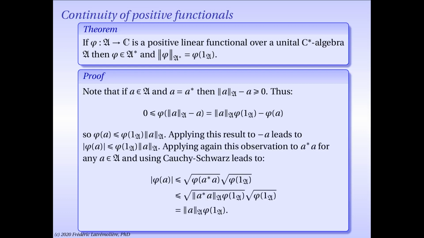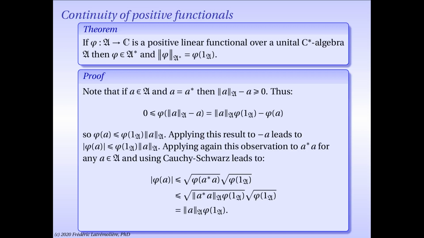We can apply this result to minus A and note that the absolute value of phi of A is then less or equal than phi of the unit times the norm of A, because minus A is self-adjoint, so the same result as above applies. But note that phi of A is a real number because phi, as a positive linear functional, is self-adjoint, so phi of A is a real number. So indeed, this was an absolute value, not just a modulus. And now I want to extract from this observation on self-adjoint elements an observation about every element in the C-star algebra. That's where Cauchy-Schwarz plays a role.